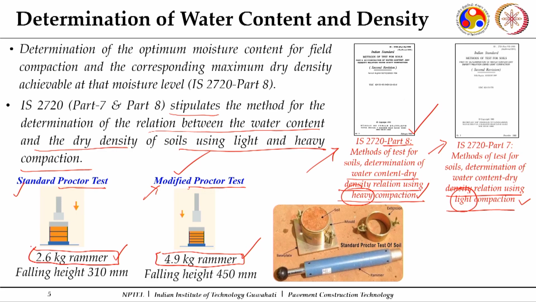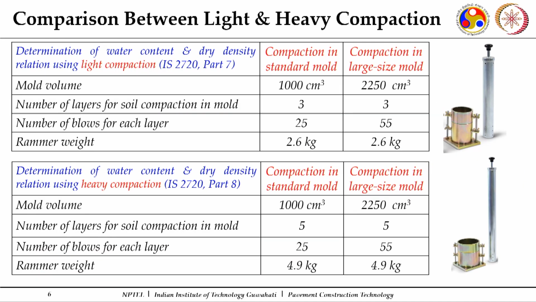So, it is the compactive effort which is going to vary, and the height through which this rammer is allowed to fall. In light compaction it is 310 mm, and in heavy compaction it is 450 mm. Now, this table again shows a comparison. You have a soil sample. Depending upon the sizes of coarse particles present in a soil, you can use smaller molds or bigger molds. Bigger molds, with a 15 centimeter dia, will have a volume of around 2250 ml, and the smaller one will have around 1000 ml.